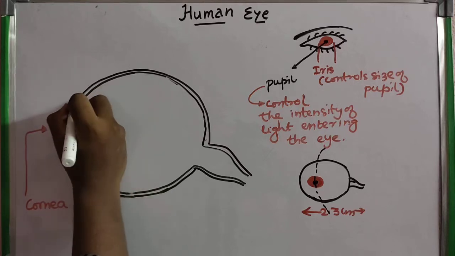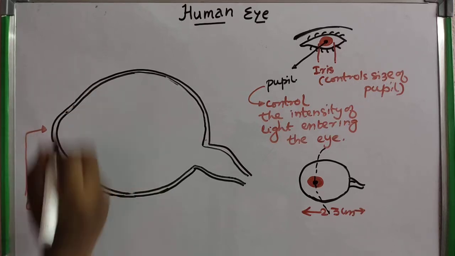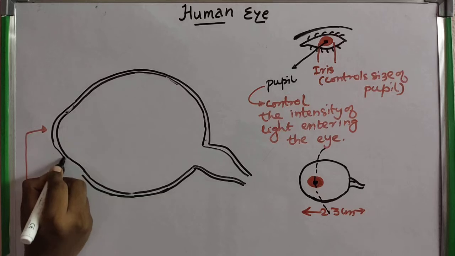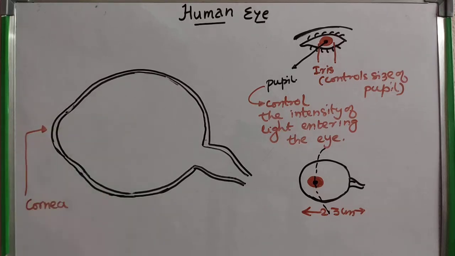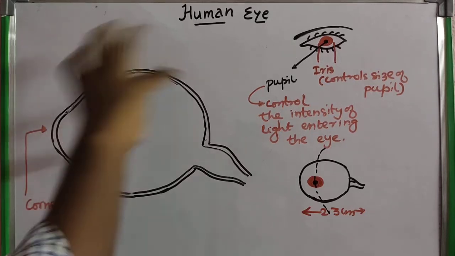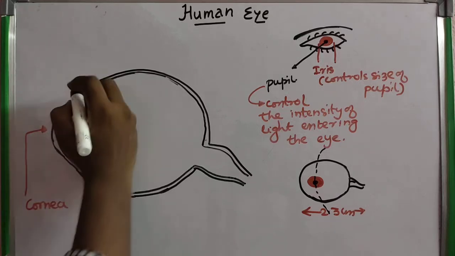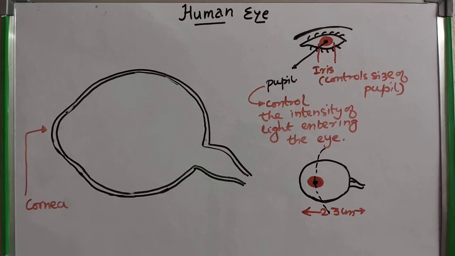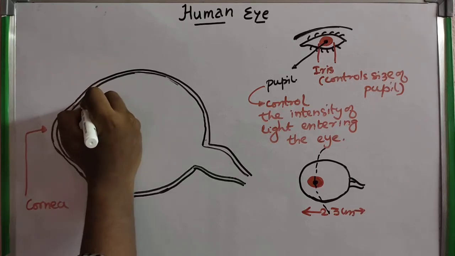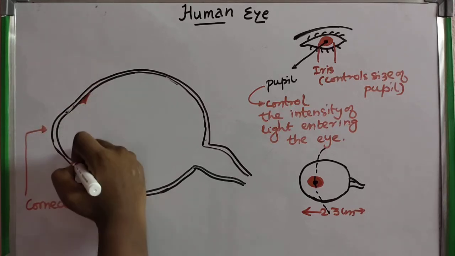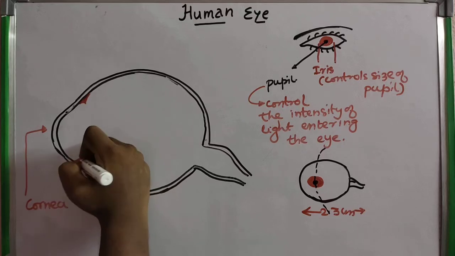Okay, let me draw more bulge. So better bulge, better you will understand. Okay, so this is the cornea, the bulge to the spherical surface is called cornea. And here we have some muscles which are holding our eyelids.